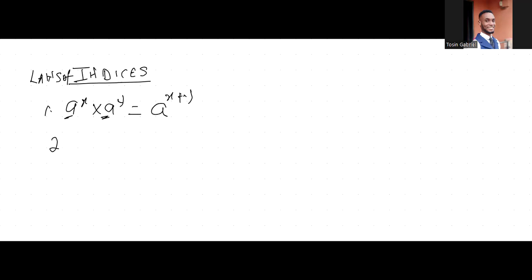The second law is the division law, which is a raised to the power of x divided by a raised to the power of y, which is the same as a raised to the power of x divided by a raised to the power of y. So you can write it like this, or you can write it like this. It's the same thing. So when you have something in this form, it's the same as saying a raised to the power of x minus y. So that's the second law.